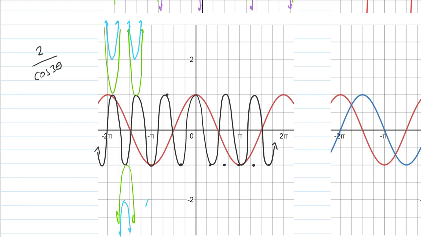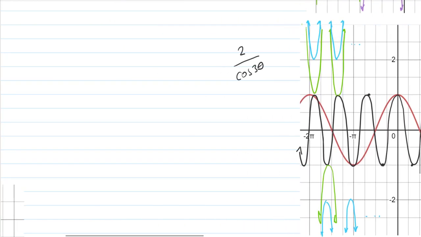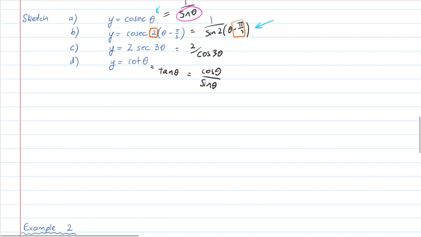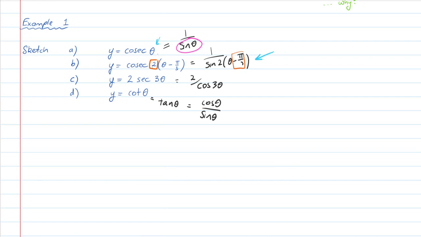And it will start at that peak, but at -2, so on and so forth, all the way along here. So I won't draw them all. Hopefully you see the point. Our last one that we need to sketch as example 2 is y equals cot theta.